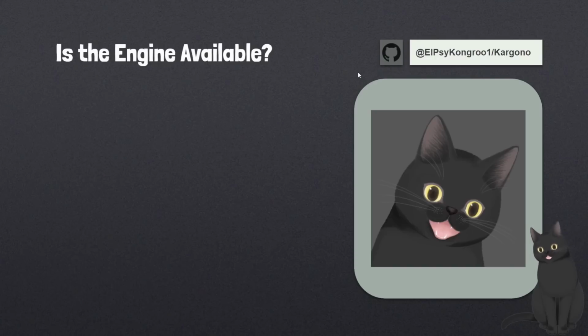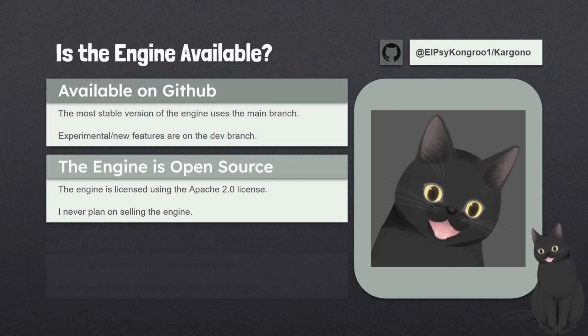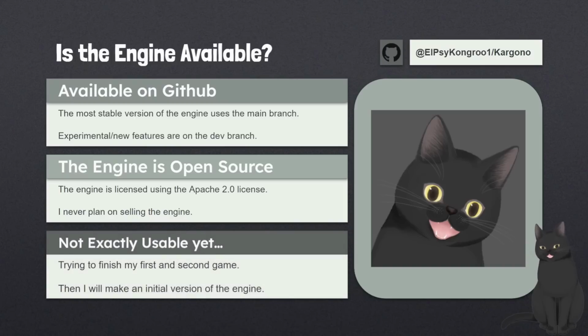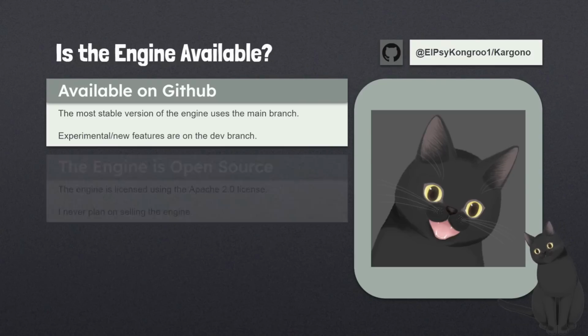All right, so is the engine available? It is available on GitHub. I will skip ahead a little bit just to tell you that it is not exactly usable yet. But the most stable version of the engine is available on the main branch, and then new features are written directly to the dev branch. And when I feel ready to, I will merge dev changes into the main branch.